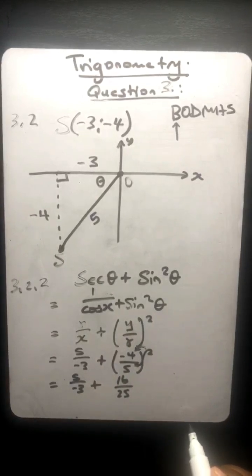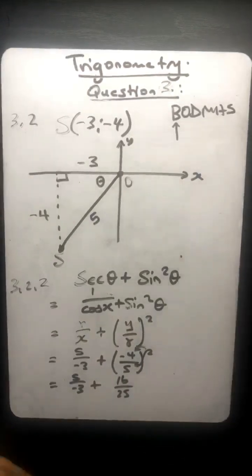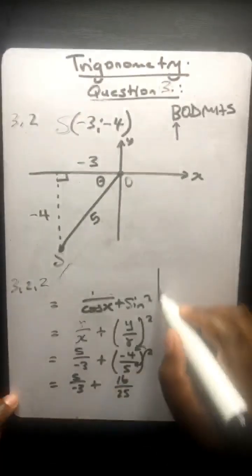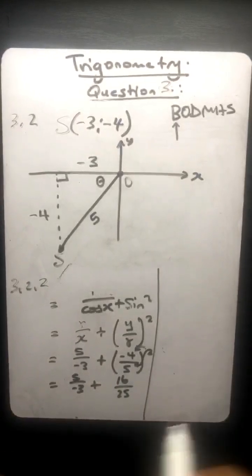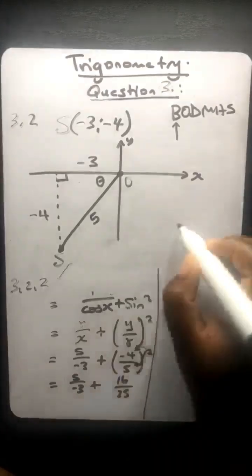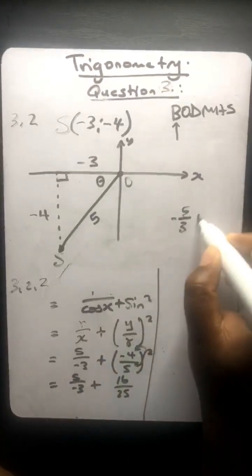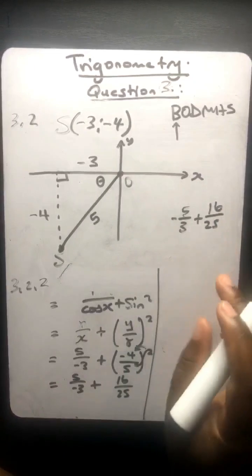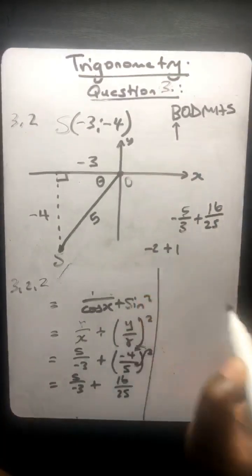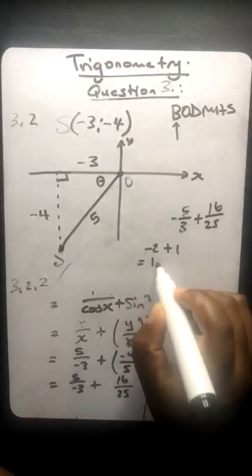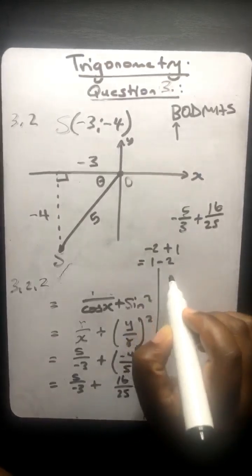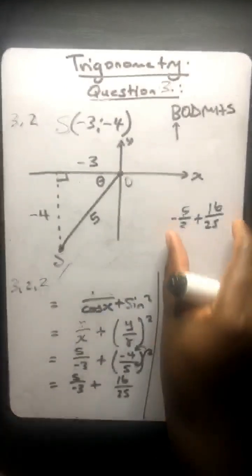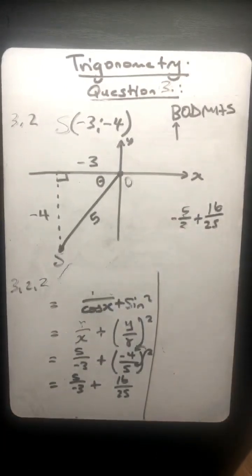Now, I'm just not sure how I'm going to explain this one to you guys. But let me remove that just to create some space so that I use this side. Do you guys agree that this thing is the same as negative 5 over 3 plus 16 over 25? And if you think about it, it's more like negative 2 plus 1. Is it not the same as 1 minus 2? I think it is, because at the end of the day, it gives you negative 1 as the final answer. But most importantly, with this type of problems, you need to work it out without using a calculator in most cases. So let's try to work it out.